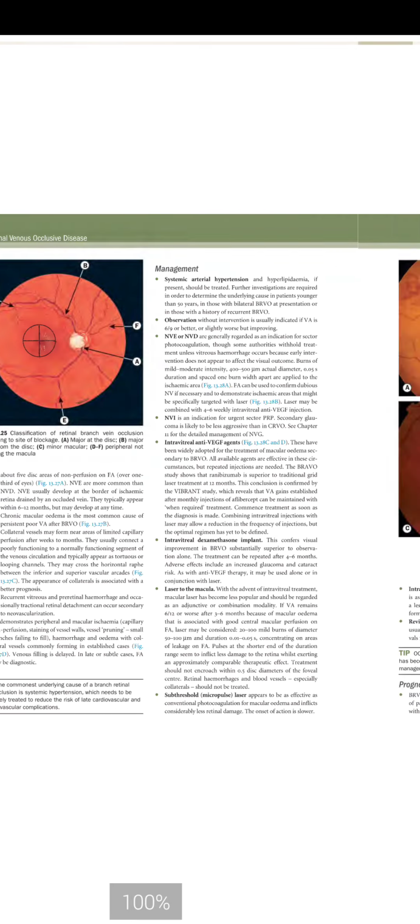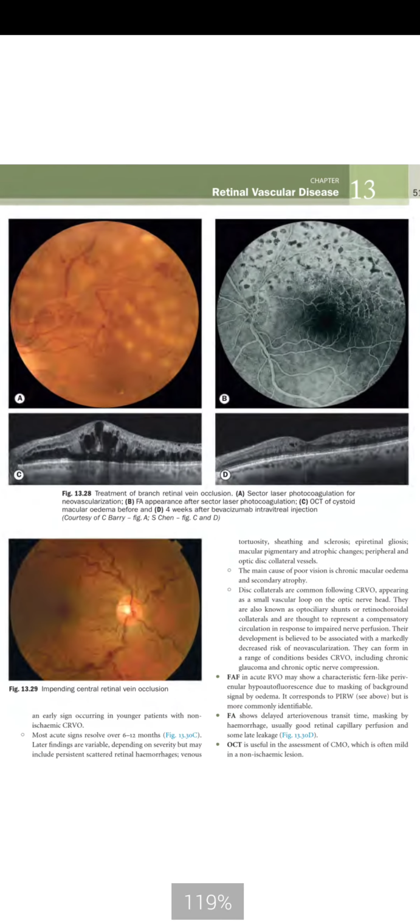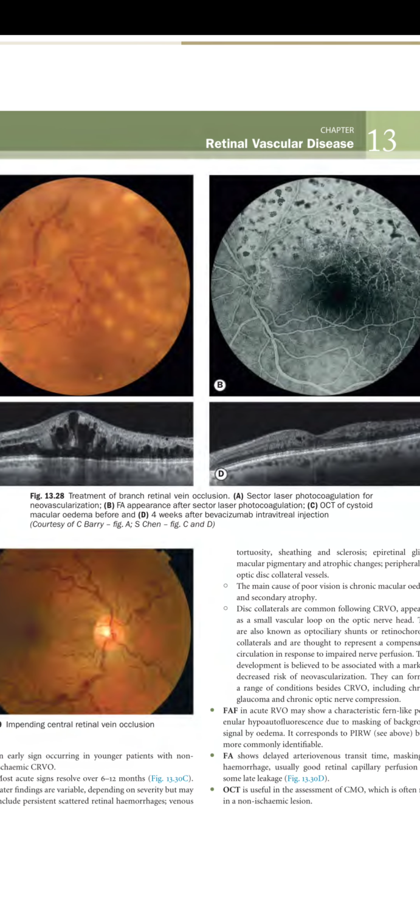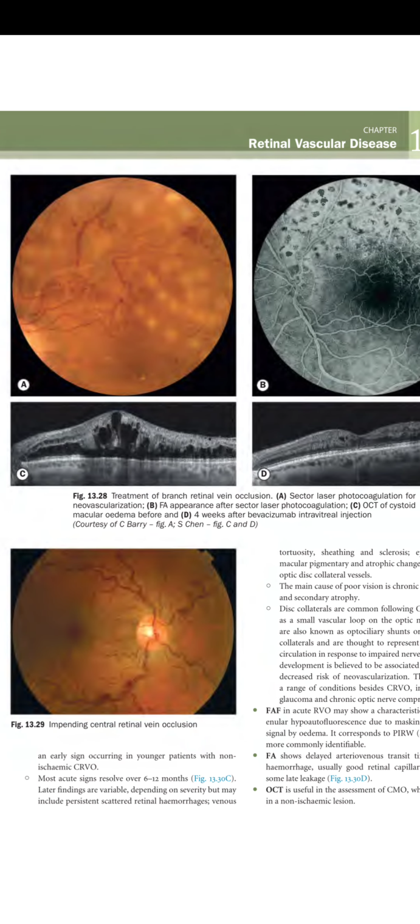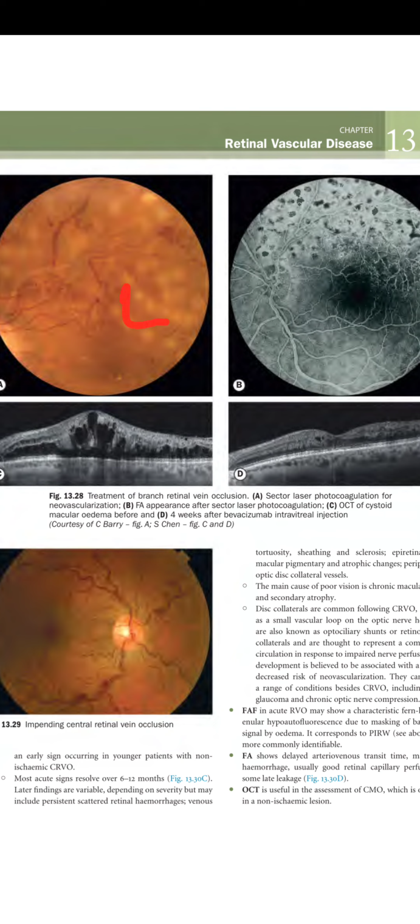So let's see, figure 13.28 is showing us a treatment of a branch retinal vein occlusion. A is showing sector laser photocoagulation for the neovascularization. So in this case, the laser has been done. B is showing FA appearance after the sector laser photocoagulation. So this is fluorescein angiography which is showing the result. C is showing OCT of a cystoid macular edema before and 4 weeks after the bevacizumab intravitreal injection. So this is showing a cystoid macular edema, and this is showing when the edema has resolved.